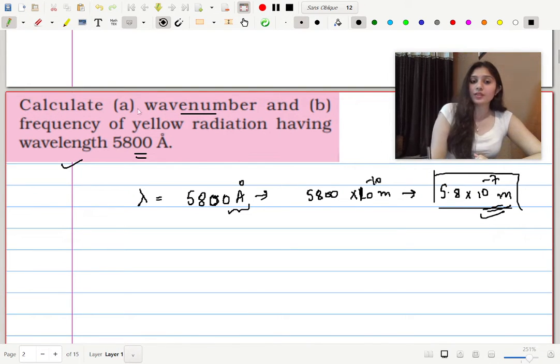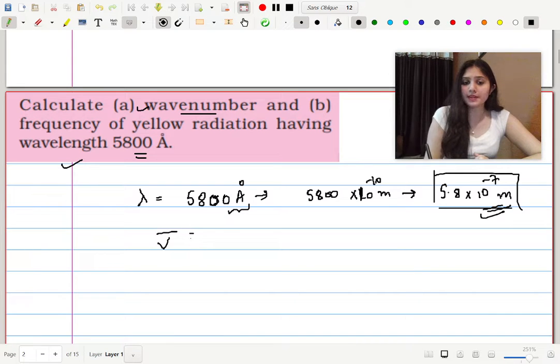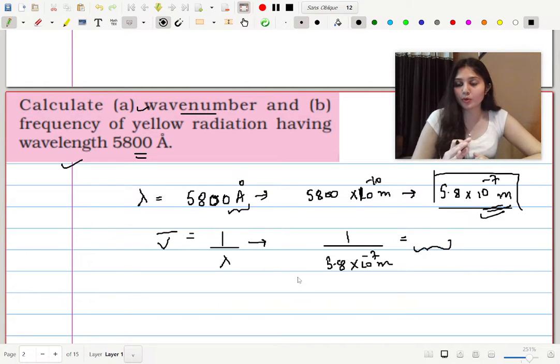We have to calculate the wave number. So wave number is what? Simply the reciprocal of wavelength. Very simple. So just 1 upon 5.8 into 10 to the power minus 7 meter. Whatever answer you get after calculation, which of course you are going to do, I'm not going to do, is going to be in meter inverse.